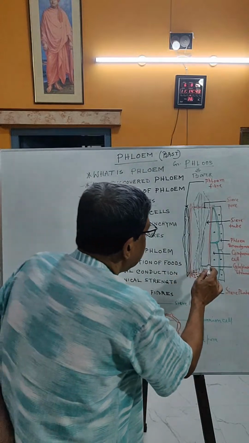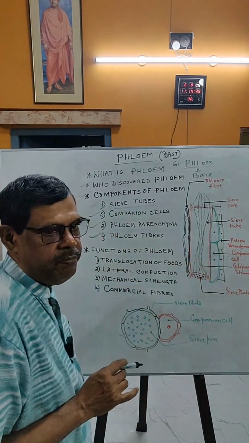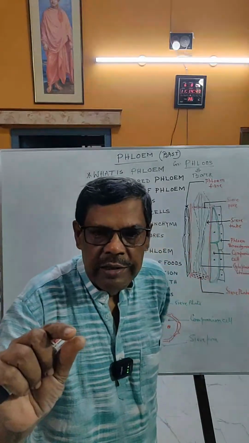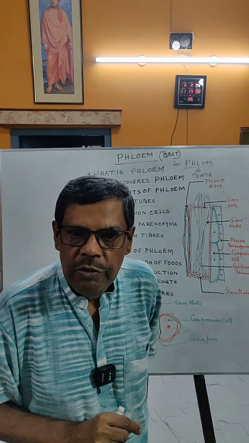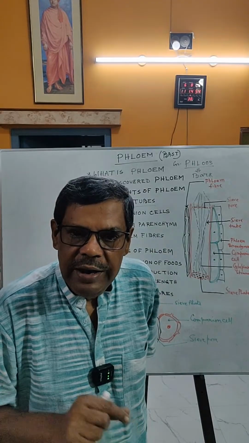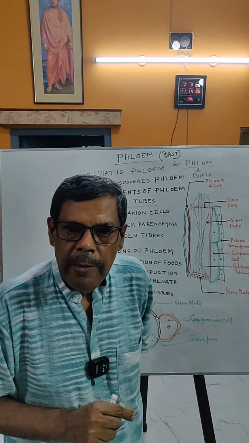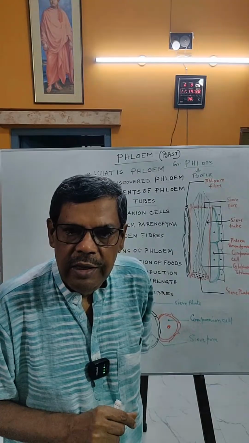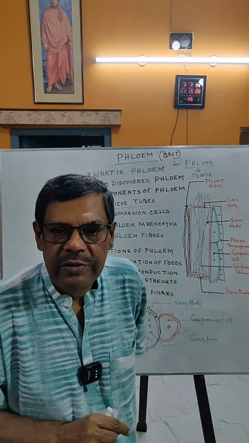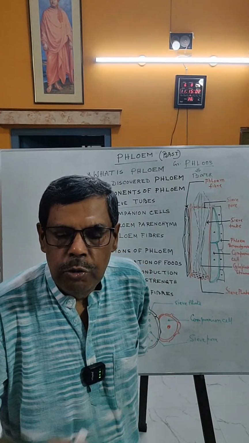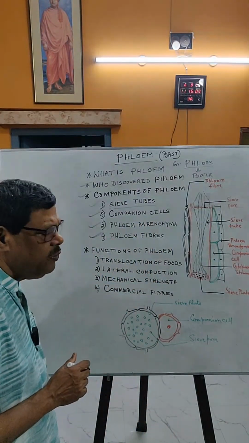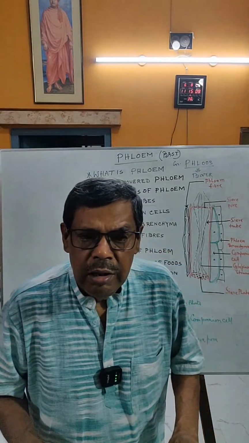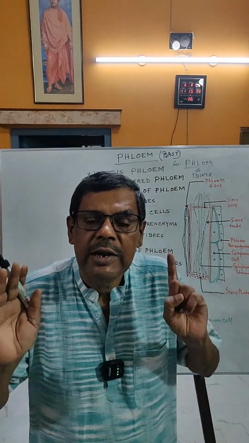These are called the companion cells. They are thin-walled cellulose cells with dense cytoplasm and a prominent nucleus, connected to the adjacent sieve tube cells through plasmodesmata. This helps the sieve tube in conduction of food materials.